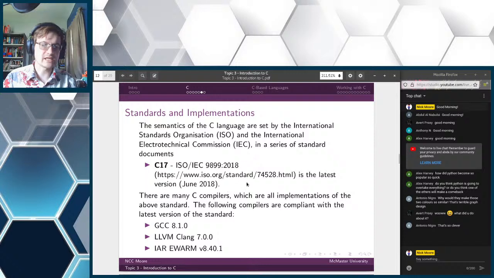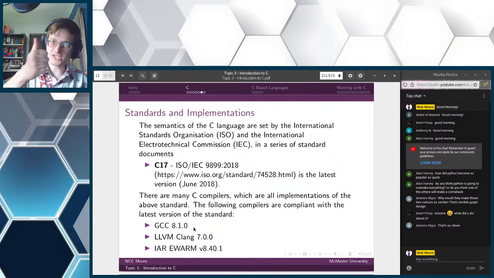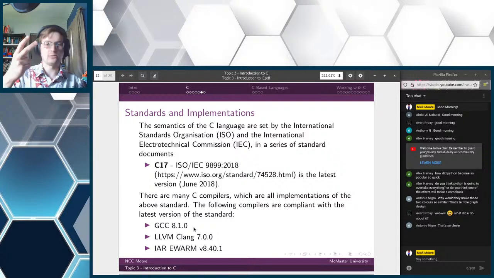There are many C compilers, which are all implementations of this standard to varying degrees. The following compilers are compliant with the latest version of the standard. There are only three C compilers that are current to the standard that was released 3 years ago. One is GCC, the other is Clang, and the other is EWARM.